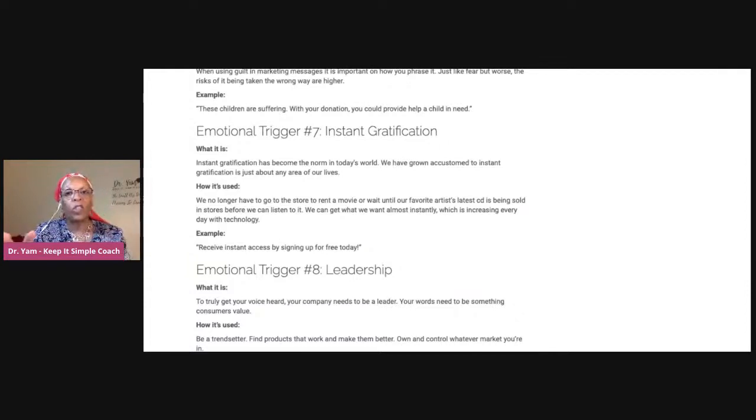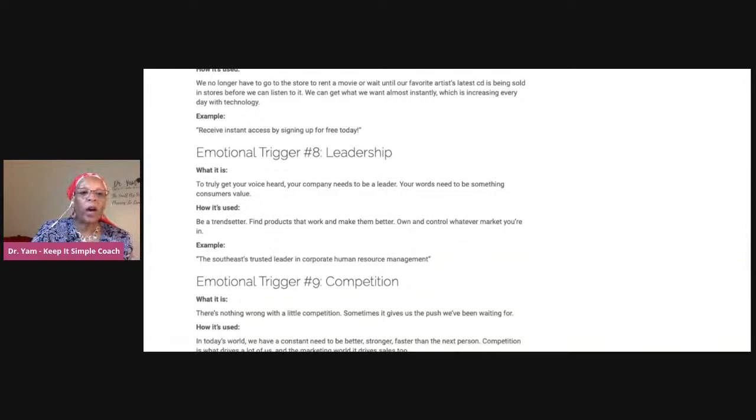So this is a great cheat sheet. Another one is leadership, having that authority. Maybe it's leadership in the fact that you come from an industry and you were a leading salesperson, or you led teams, you developed people, you grew an organization.